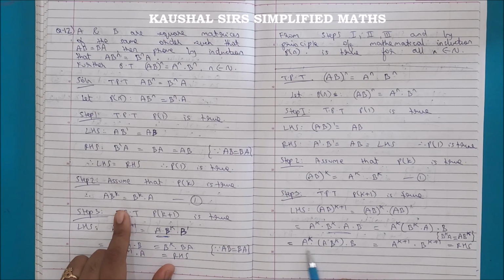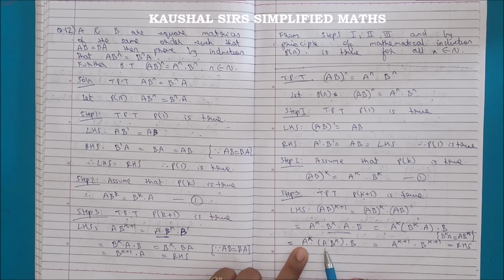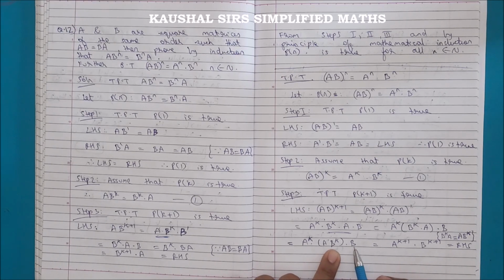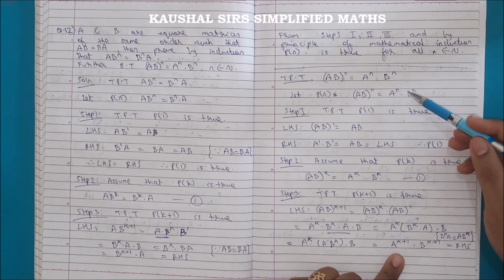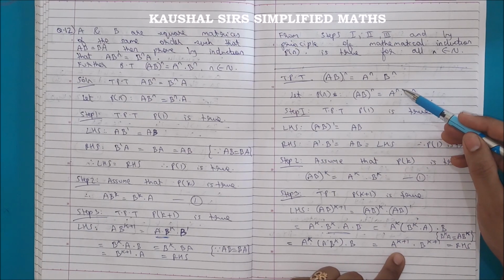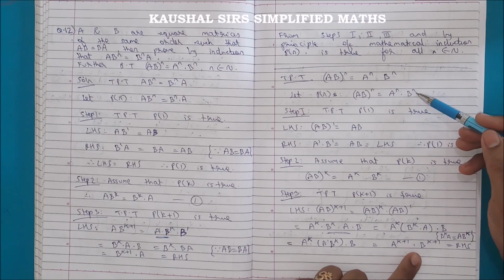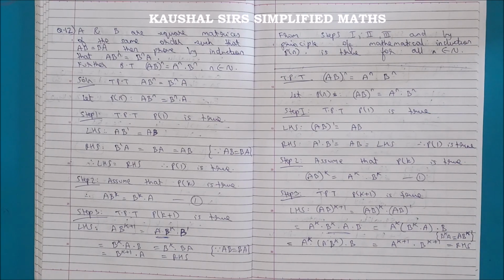Now, if you further apply law of indices, तो A raised to K into A वो क्या हो जाएगा, A raised to K plus 1, and B raised to K into B is going to become B raised to K plus 1. Now students, imagine this is your RHS. Yes, if you put n के बदले K plus 1 in your RHS, you get A raised to K plus 1 into B raised to K plus 1, which is your RHS.